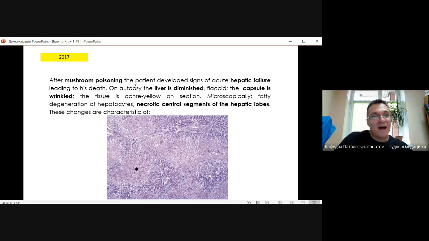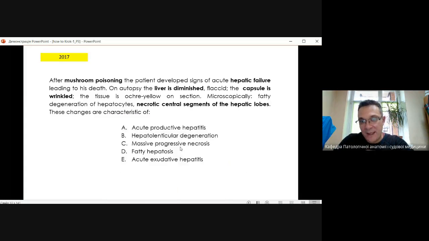The next question. After mushroom poisoning, the patient developed signs of acute hepatic failure, leading to his death. On autopsy, the liver is diminished, flaccid, the capsule is wrinkled, the tissue is ochre yellow in section. Microscopically, fatty degeneration of hepatocytes, necrotic central segments of the hepatic lobes. These changes are characteristic of, you see the histological image, and the options are here. Acute productive hepatitis, hepatolenticular degeneration, massive progressive necrosis, fatty hepatosis.